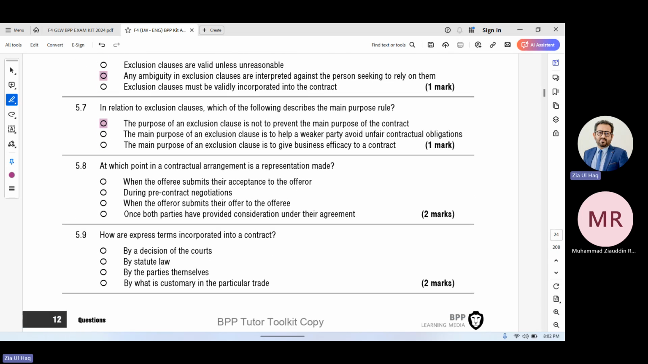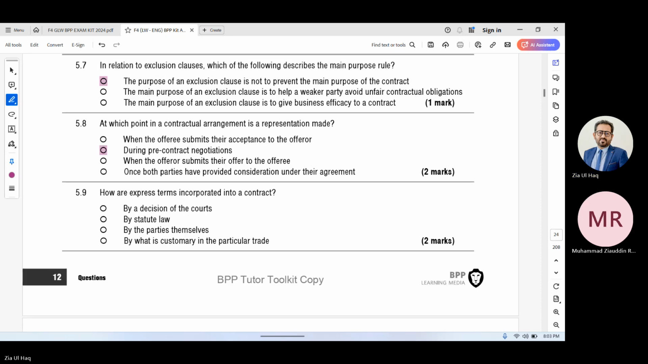5.8. At which point in a contractual arrangement is a representation made? When the offeree submits their acceptance to the offerer, then representation is made. No, representation is from the offerer to the offeree. During pre-contractual negotiation, yes, before signing the contract, there will be representation. During contract, there will be terms. When the offerer submits their offer to the offeree, no, these are pre-offer negotiation. Once both parties have provided consideration under their agreement, no, this is not written in consideration.